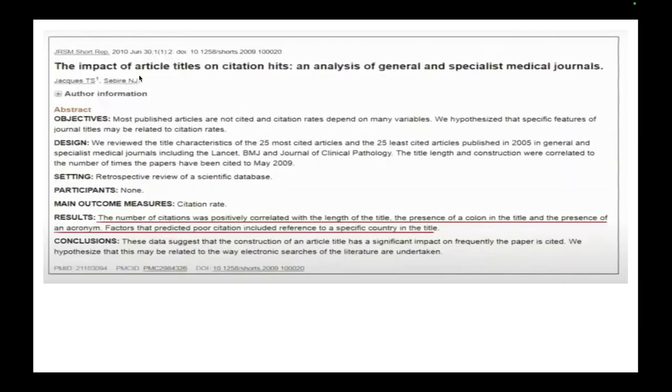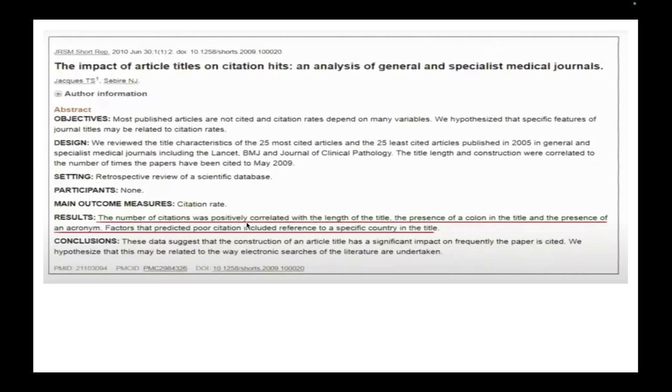Another paper is the impact of article title on citation hits in an analysis of general and special medical journals. Here they have chosen 25 most cited articles and 25 least cited articles published in 2005, and then they have made the analysis.